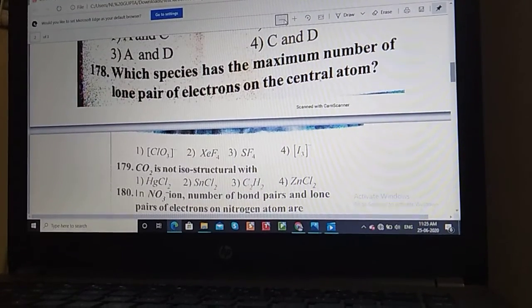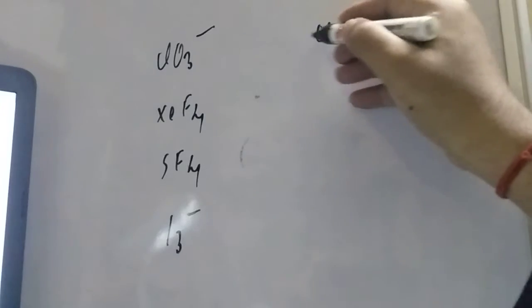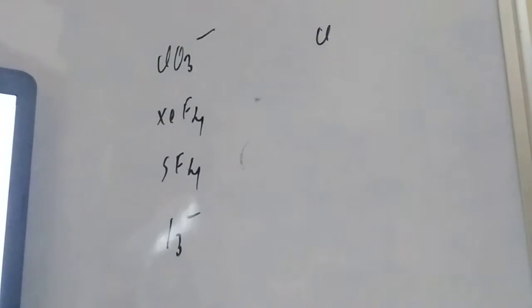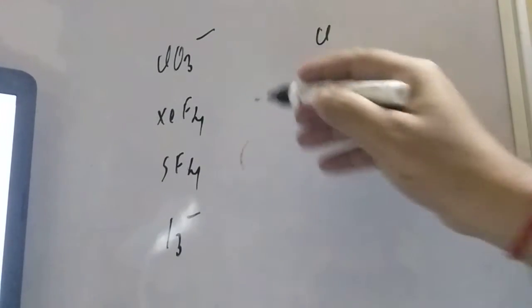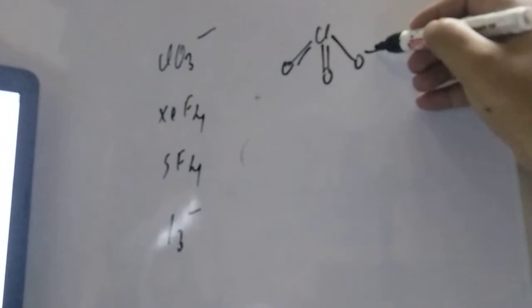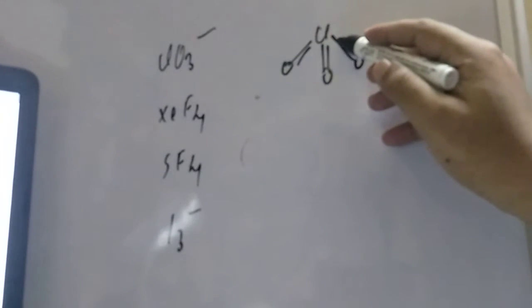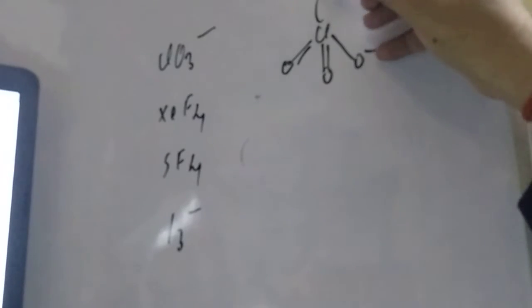Now let us move, student, and try to understand this question 178 a bit better. Nice question this is. So they are talking about the maximum number of lone pair electrons. Cl has how many electrons, student? Cl has 7. Cl has 3 oxygen atoms, so how will we draw this? The structure will be like this, student. O minus will be there. So that is 2, 4, this is the 5, and one lone pair electron will be there.